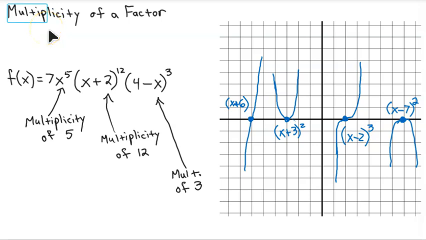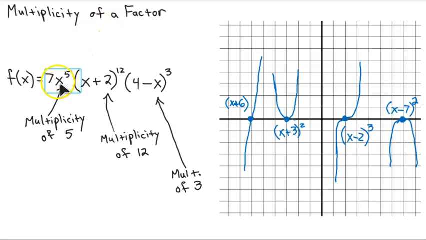All right, so now we're going to look at one more quality of the factored form of polynomial functions and how it affects the graph. It's called the multiplicity of a factor. Basically, it's the exponent that is on the factor.